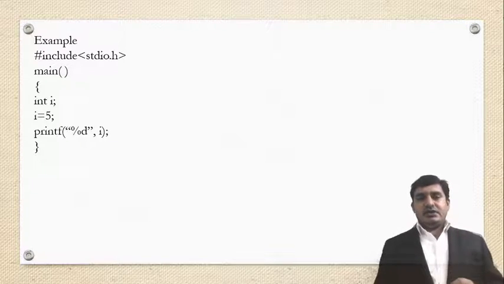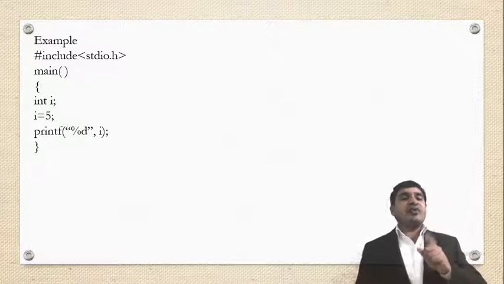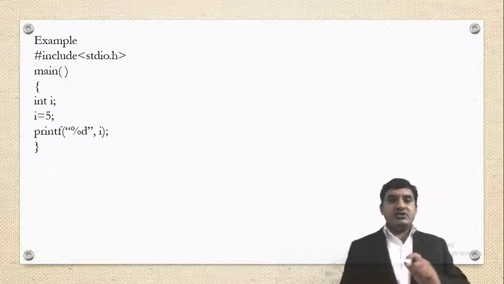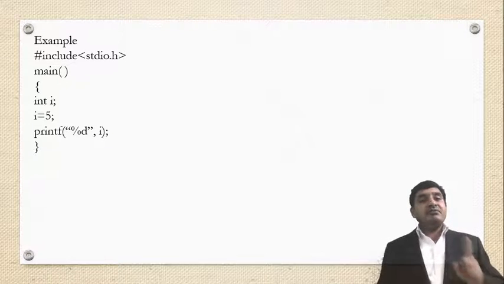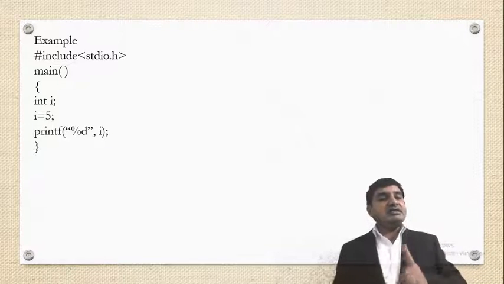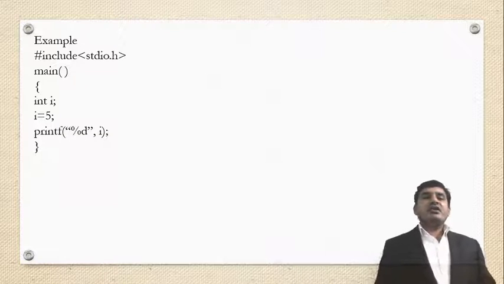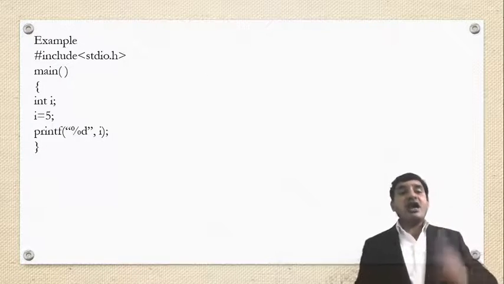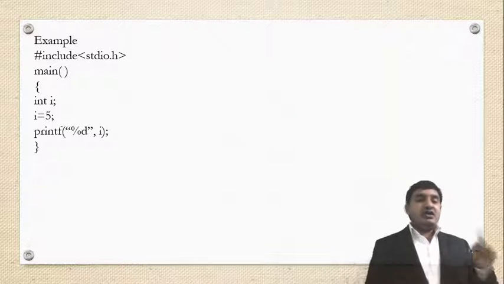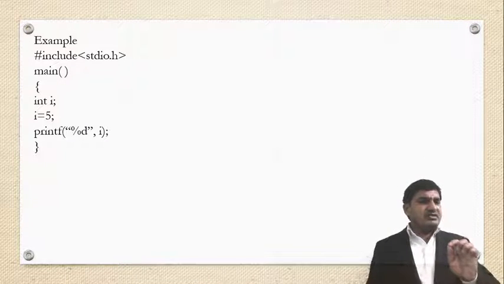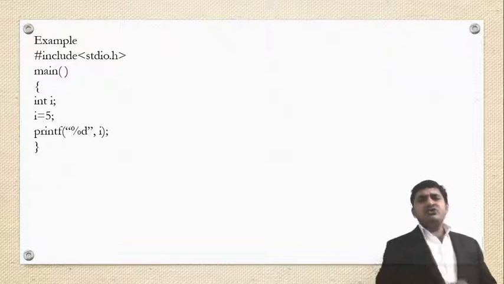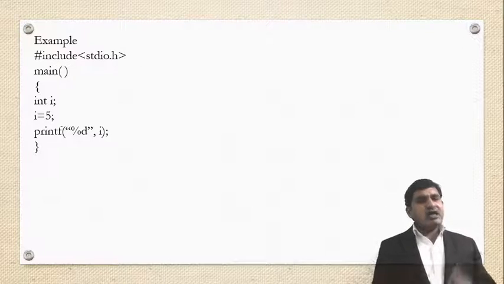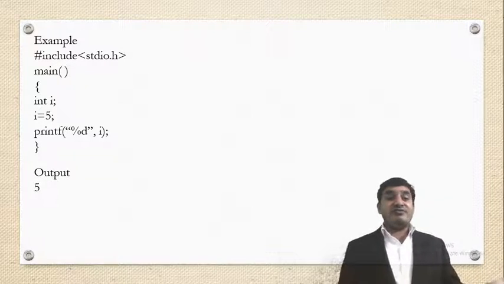int i = 5. Now printf percentage d. Why do we use percentage d? Because i is an integer. By using this program, the value of i is displayed on the screen. For that purpose we use this printf function, that is, the output function. Then the output of this program is 5.